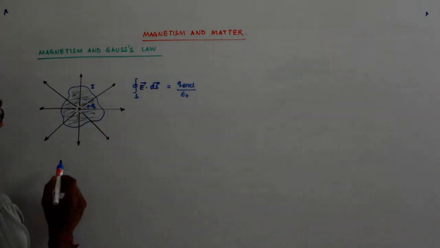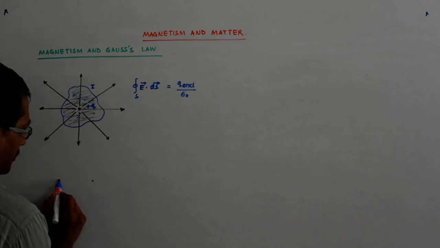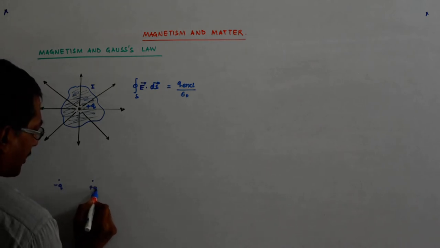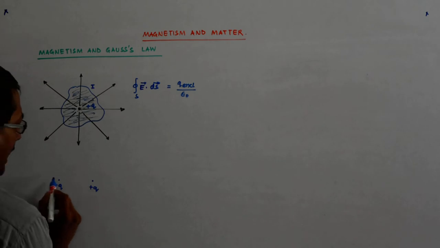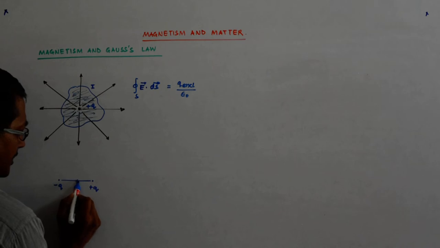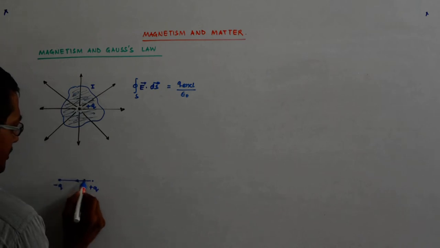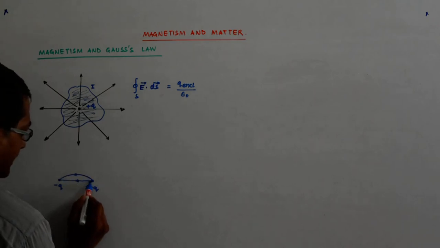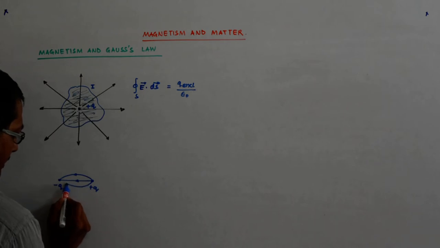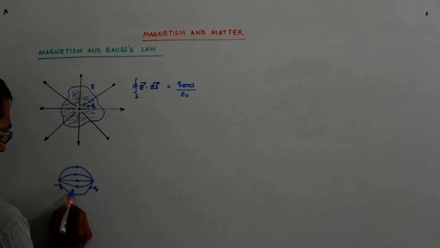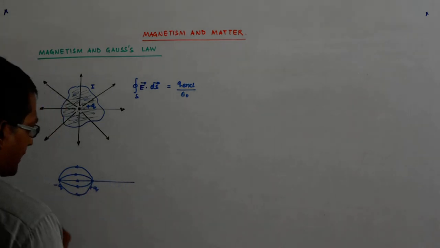Let us say instead of this, we had a dipole. So we had a dipole. There was a negative charge here and a positive charge here. Then we know how to make the electric field. It originates from the positive charge and terminates on the negative charge, right? Say something like this. Okay?